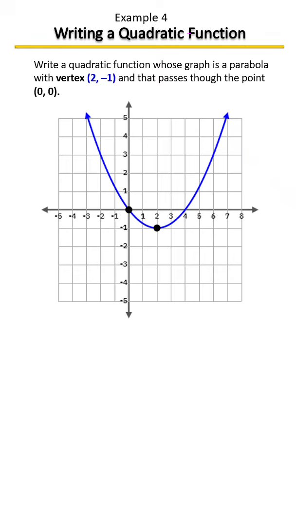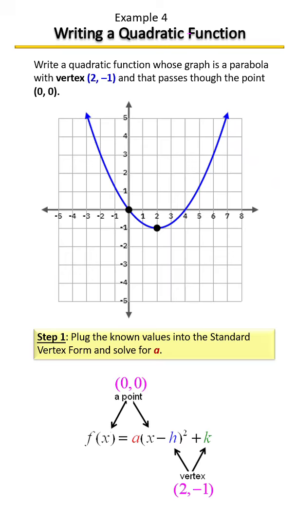Here we're going to write a quadratic equation when given the vertex and one other point on the graph. You can use the vertex form to plug in your vertex and the ordered pair, and that will give you your value for A. In other words, the coefficient to determine how much this graph was vertically stretched or compressed.